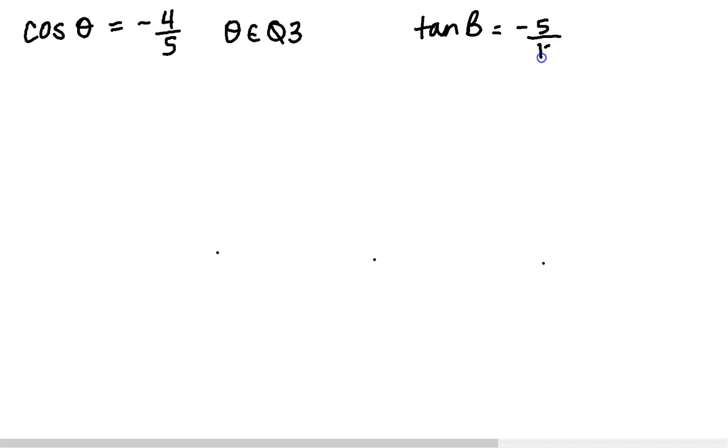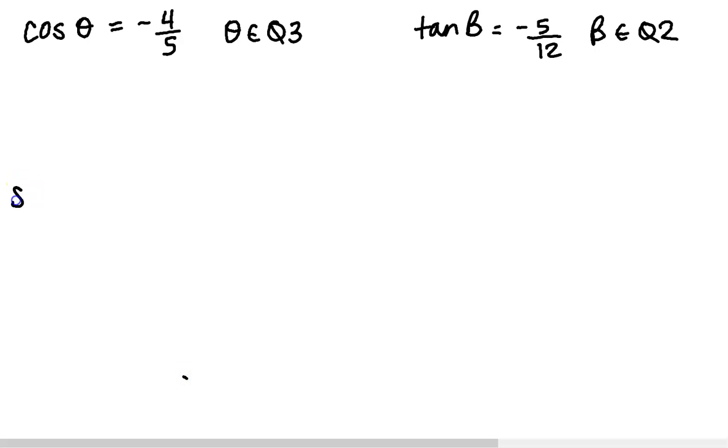Let's say that I tell you that I know that the cos of theta is, I'll keep it easy for the time being, negative 4/5, and that theta is in quadrant 3. And then maybe I'll tell you that the tan of beta is negative 5/12, and it's in quadrant 2. Okay, so this is your given information. We're going to do a couple of different ones with this.